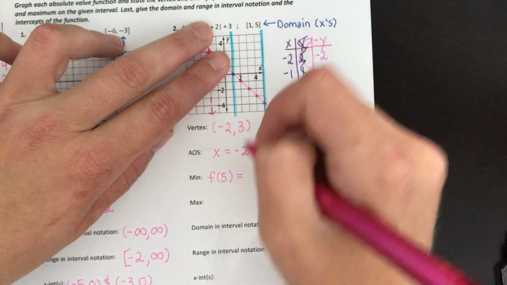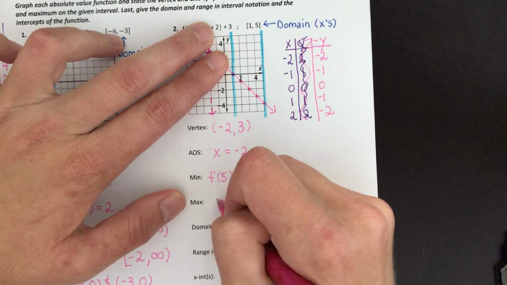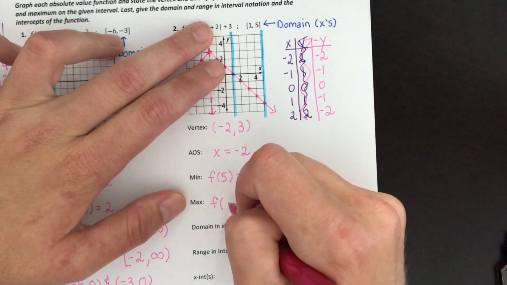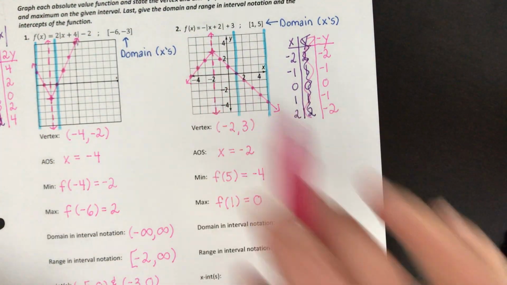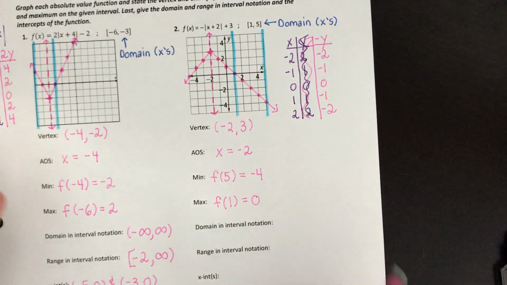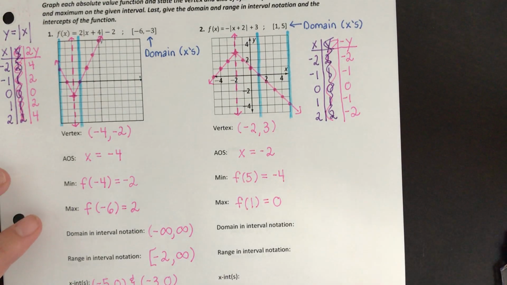So f of 5 equals -4. And then our max is going to be f of 1, which equals 0. So our min and max came from the boundary because the vertex didn't lie within the domain. And that's something you need to make sure you understand before we get to the back.